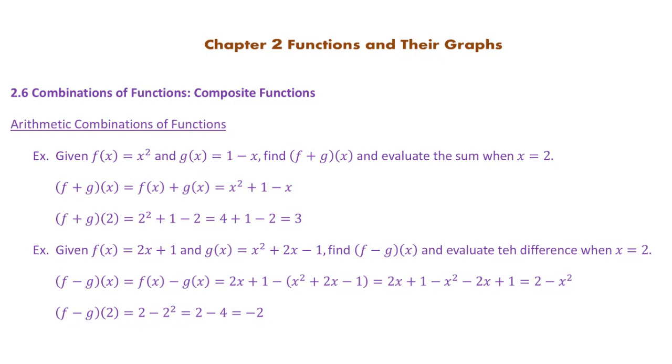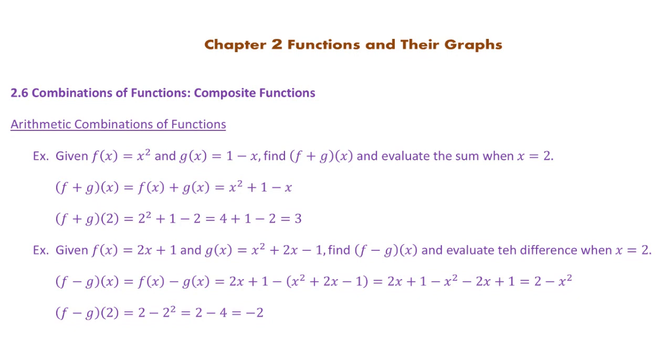Okay. Similarly, you can also subtract two functions. In the next example, we have f equal to x plus 1 and g equal to x squared plus 2x minus 1. So if you subtract the two functions, you get f minus g, which is x plus 1 minus (x squared plus 2x minus 1). If you distribute the negative sign in the second part, you get x plus 1 minus x squared minus 2x plus 1.